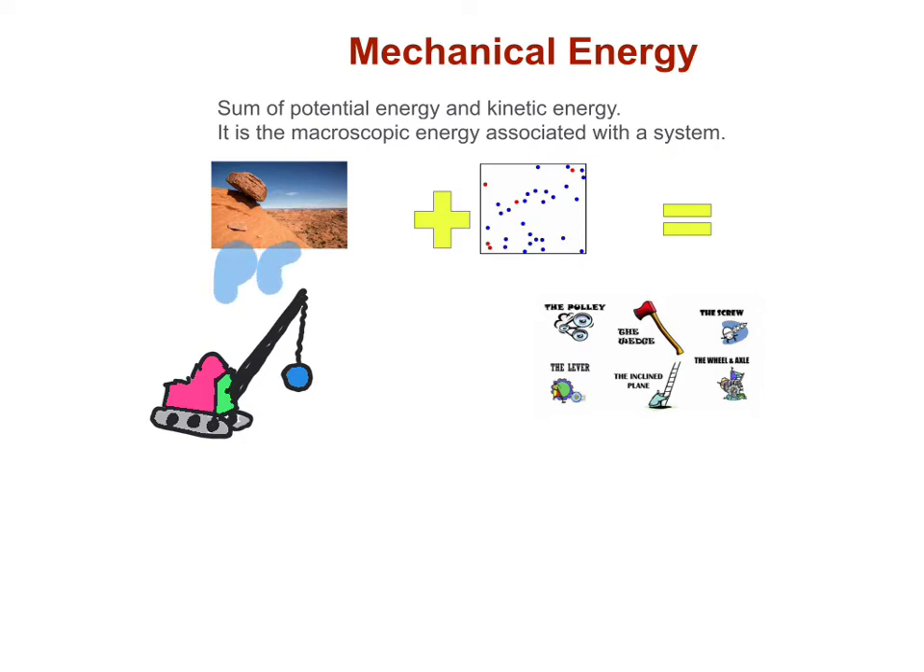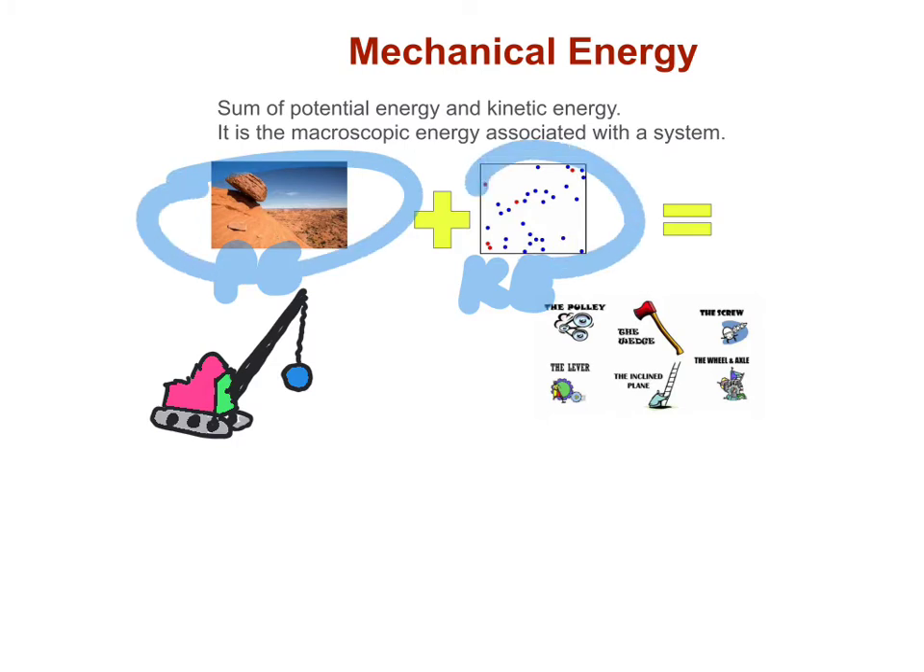This would be an example, the rock on the cliff of potential energy, and molecules moving around would be a good example of kinetic energy. So these two, potential energy and kinetic energy combined, would give us mechanical energy. So it's a total energy of a system. And there are many examples in real life of mechanical energy doing work.